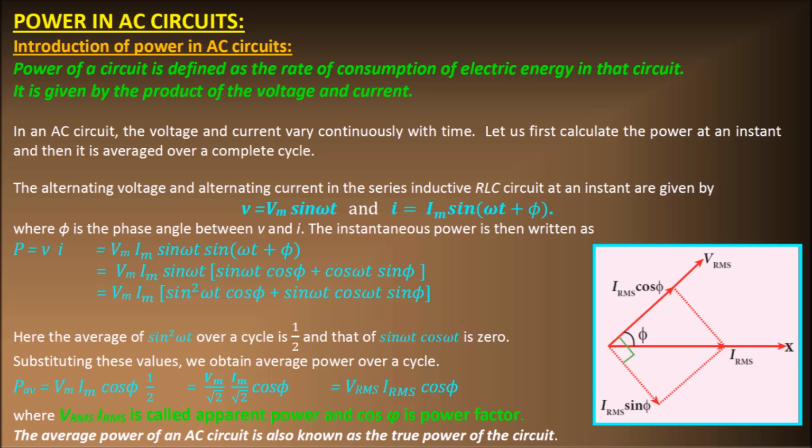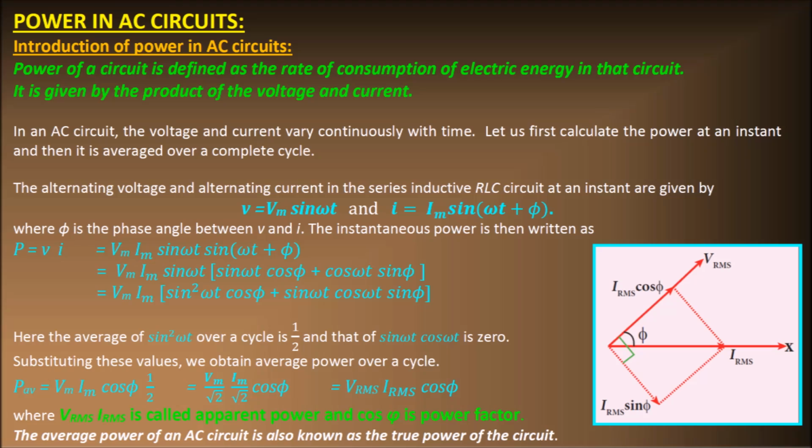In the same manner, we can also estimate the power in an AC circuit just by knowing the rate of consumption of electrical energy. Let us see the definition. Power of a circuit is defined as the rate of consumption of electrical energy in that circuit. It can be estimated by the product of the voltage and current. So just by knowing the two parameters at a particular instant, you can calculate the power by multiplying both terms.